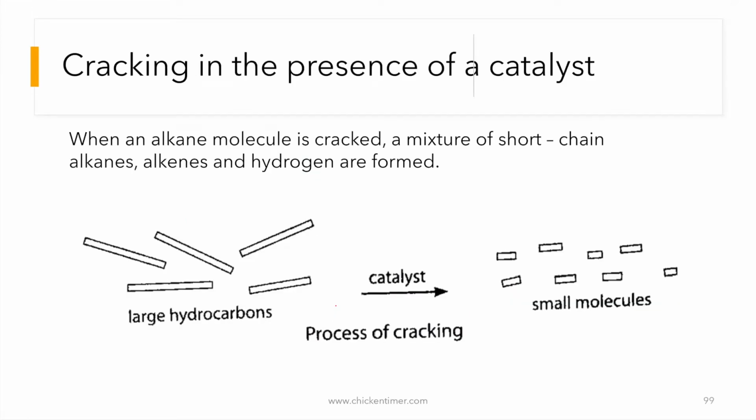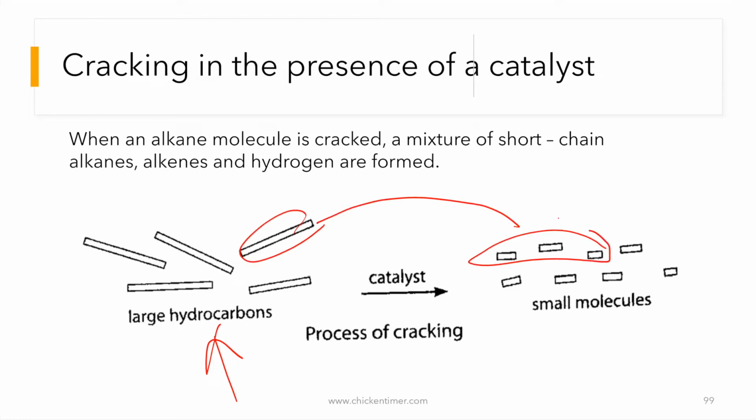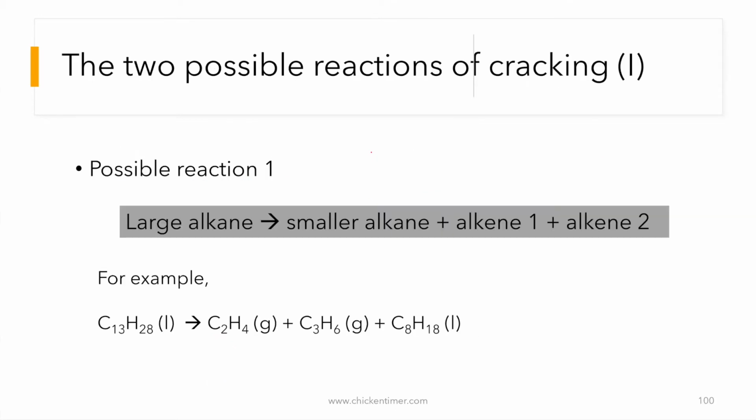So what cracking does is, you have large hydrocarbons like this. The process of cracking will make this become this. They break up. So when they break up, you get short chain alkanes, alkenes, and hydrogen molecules. Okay, and you can have a series of possible cracking reactions. So you can have a large alkane molecule that after cracking becomes a small alkane and another alkene and another alkene.